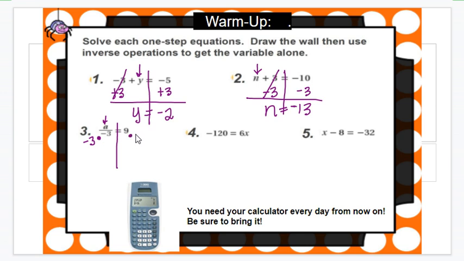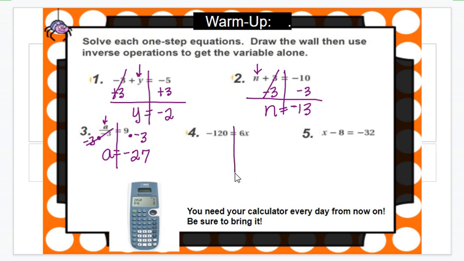And what you do to one side, you have to do to the other, so we're going to multiply by -3 on this side as well. So divide by -3 and times -3, those cancel out, leaving us with just our a. And on this side we have 9 times -3, and 9 times -3 is -27. So a equals -27.